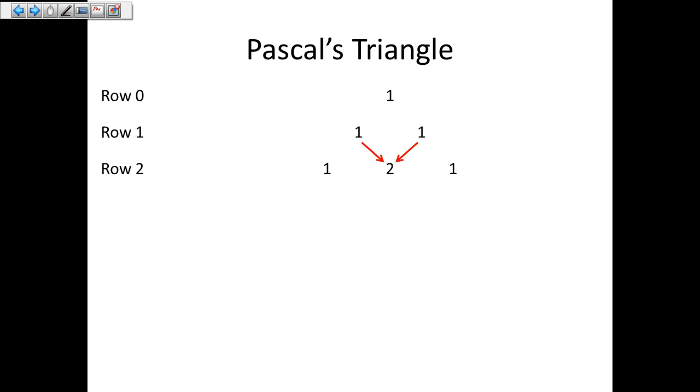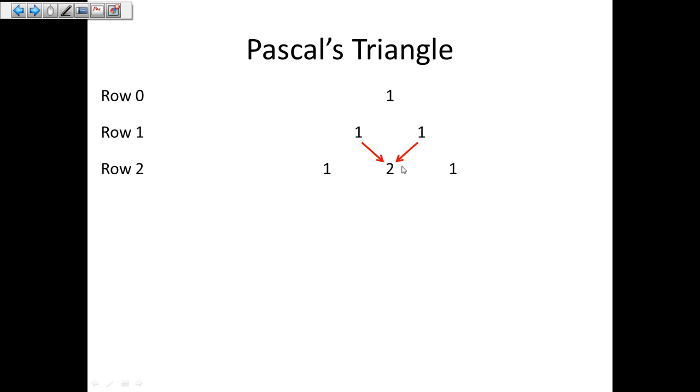Row 3 begins and ends with a 1. Row 2 starts with 1, ends with 1. The numbers in between are actually the sum of the two numbers above it. So I actually add 1 plus 1 to create this 2.